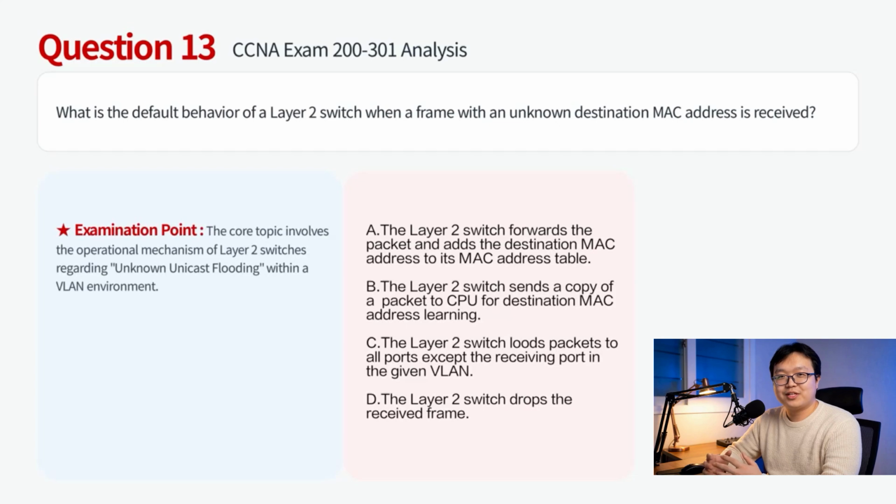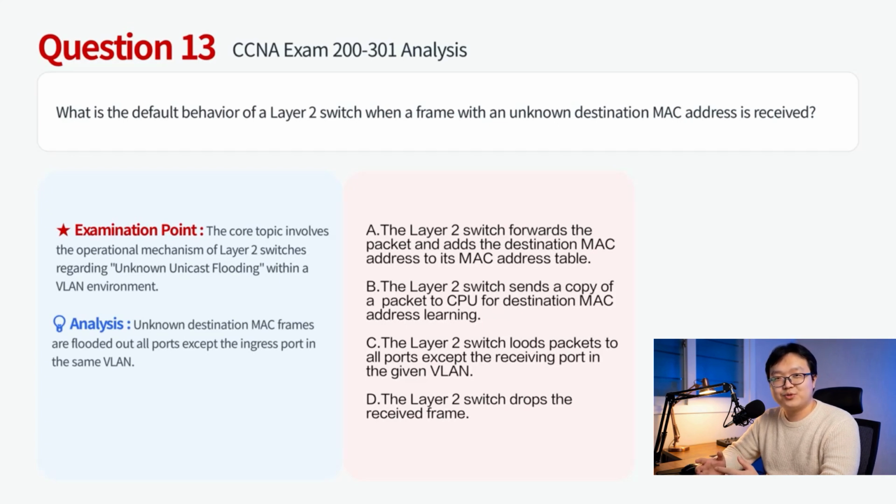When a layer 2 switch receives a frame with an unknown destination MAC address, it floods the frame out all ports except the one it was received on within the same VLAN. This is known as unknown unicast flooding, and it is the default behavior. Therefore, this question chooses C.